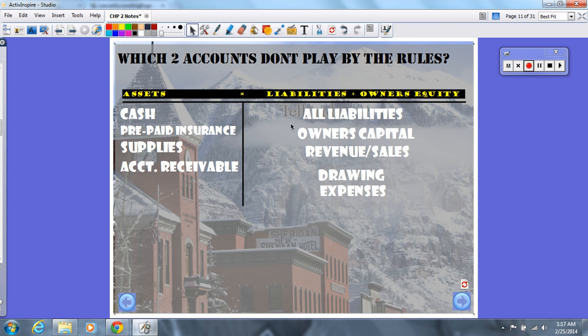And those two accounts are drawing and expense. So they are both located over here on the right hand side. So you would think the side that increases is the right hand side since they're on that side of the accounting equation. However, that is not correct. They act like they are an asset. They increase on the left hand side, right, or on the debit side. Okay, so make a note of that.